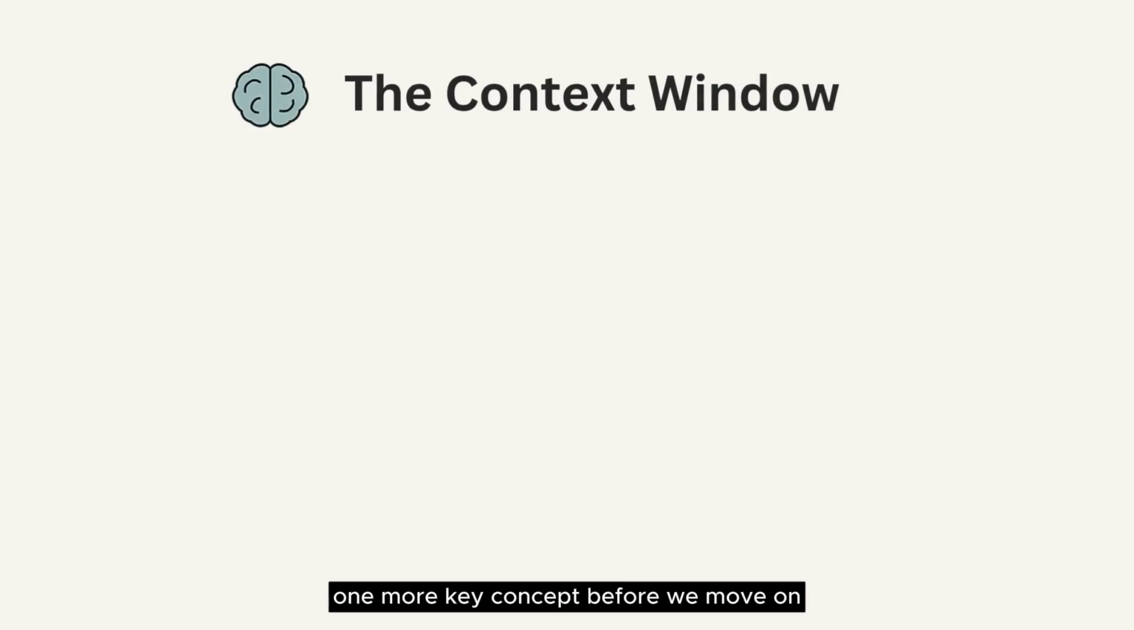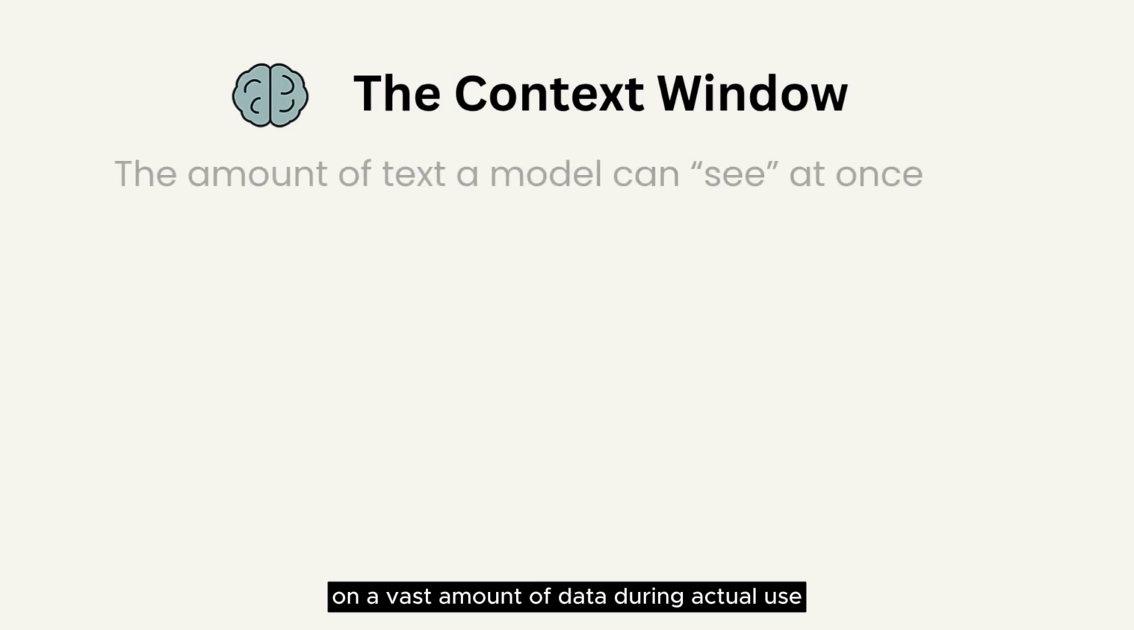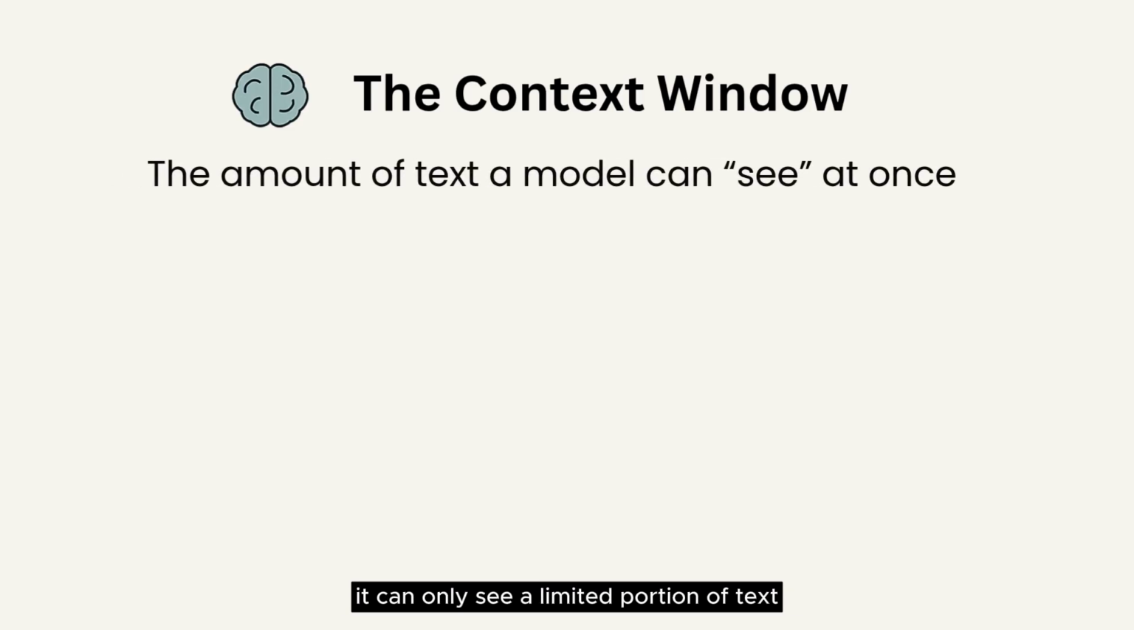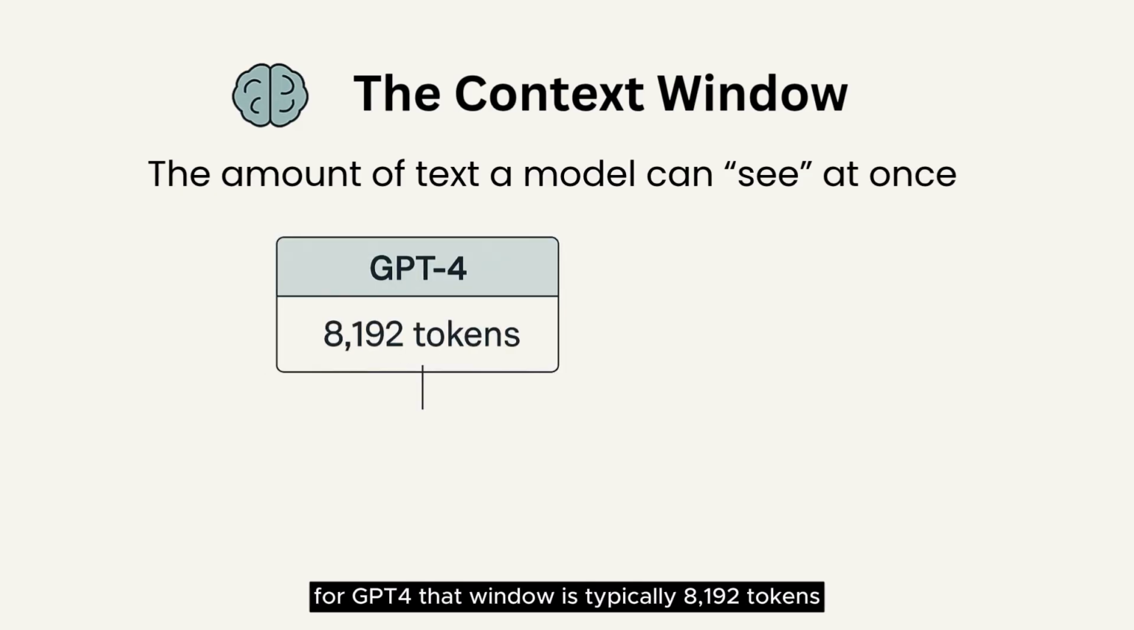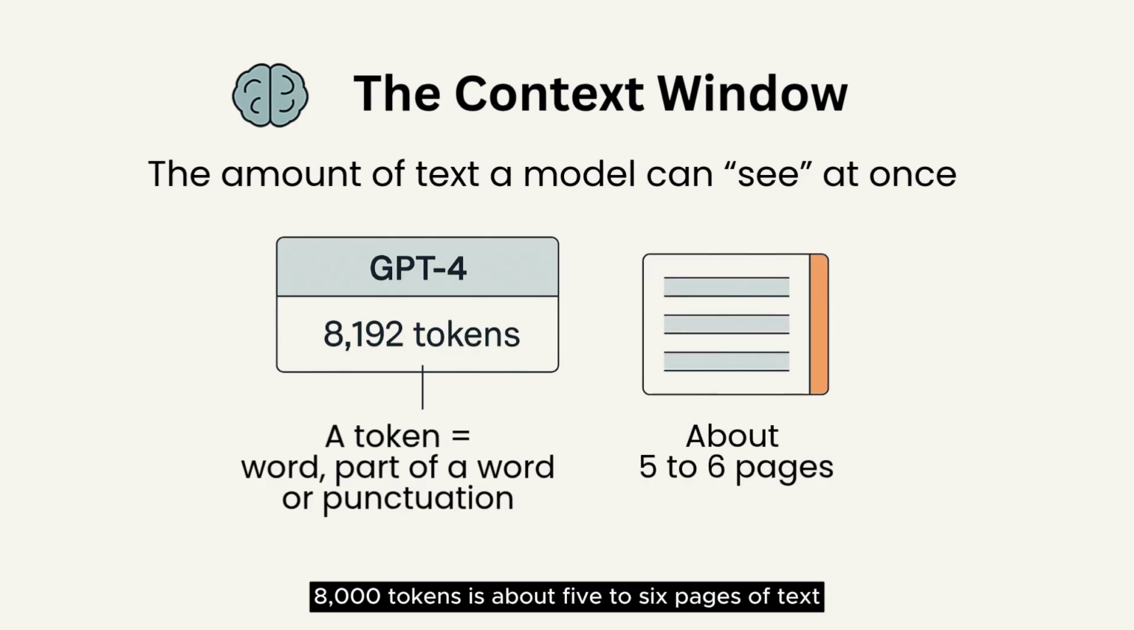One more key concept before we move on, the context window. Even though the model has been trained on a vast amount of data, during actual use, it can only see a limited portion of text at any one time. This limit is called the context window, and it works like the model's short-term memory. For GPT-4, that window is typically 8,192 tokens. Some versions go up to 32,000 or even 128,000 tokens. Now, a token isn't the same as a word. It might be a whole word, part of a word, or even punctuation. Roughly speaking, 8,000 tokens is about 5 to 6 pages of text.